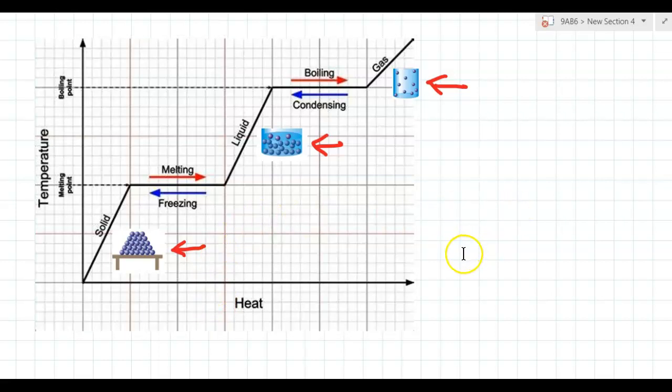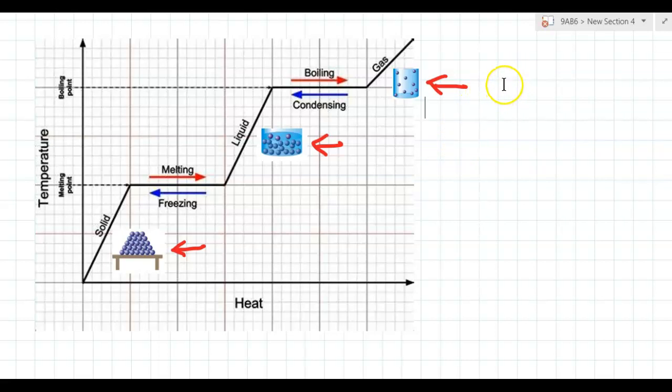So remember, in a solid you've got this regular arrangement. The solid particles are fixed in position, but they're just vibrating a little bit around a fixed point. And when they melt and become a liquid, those particles are still touching close together, but can swap places. And then we add more energy.